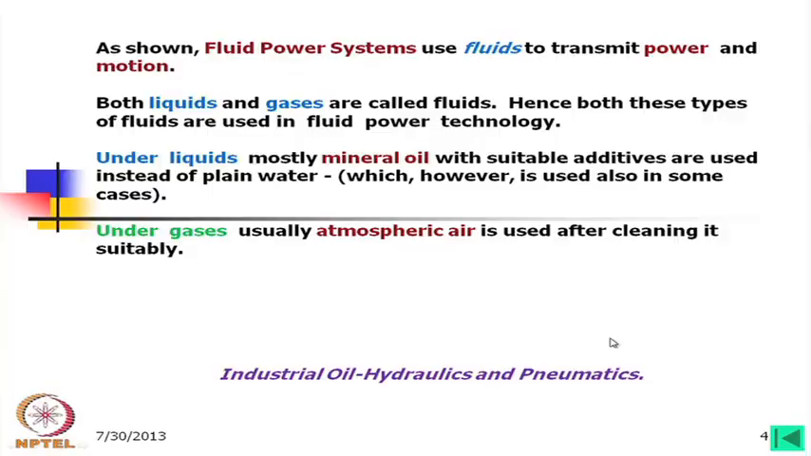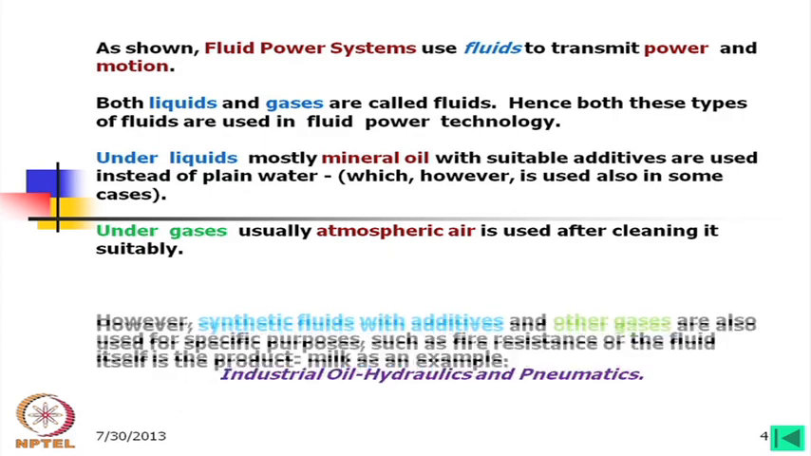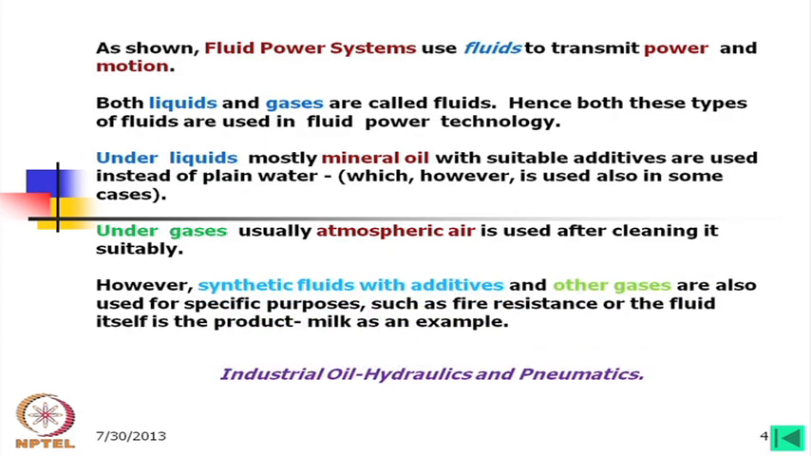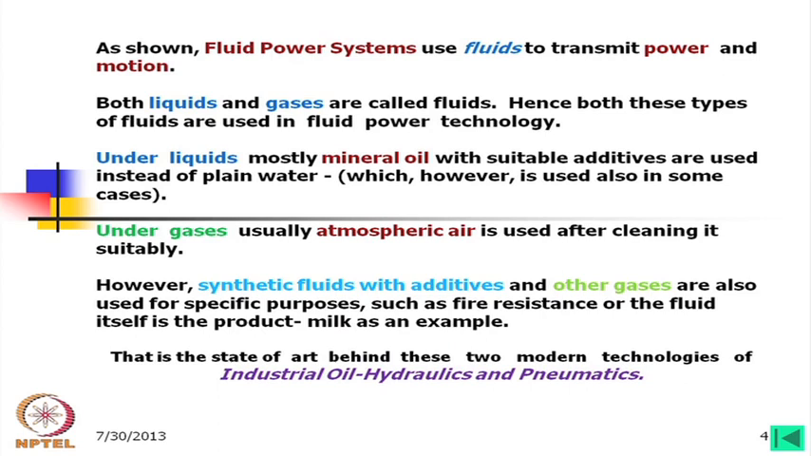Anyway, under gases usually atmospheric air is used after cleaning it suitably. However, synthetic fluids with additives and other gases are also used for specific purposes, such as fire resistance, or the fluid itself is the product, milk as an example. That is the state of the art behind these two modern technologies of industrial oil hydraulics and pneumatics.